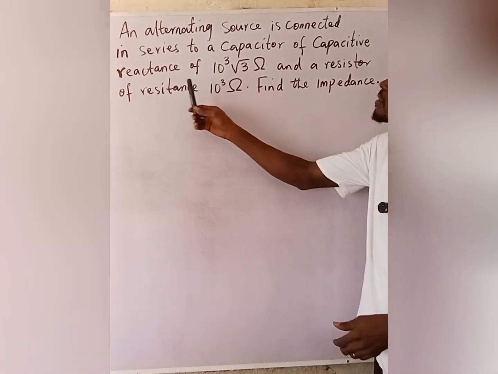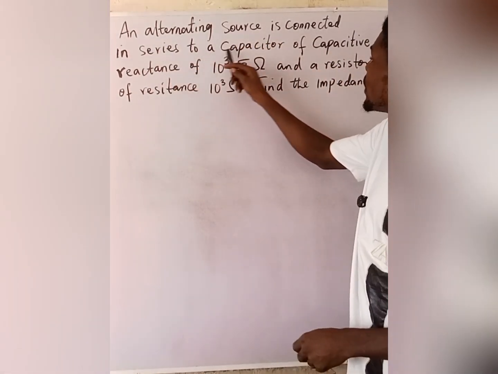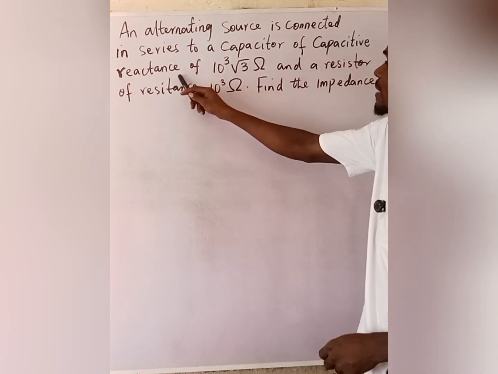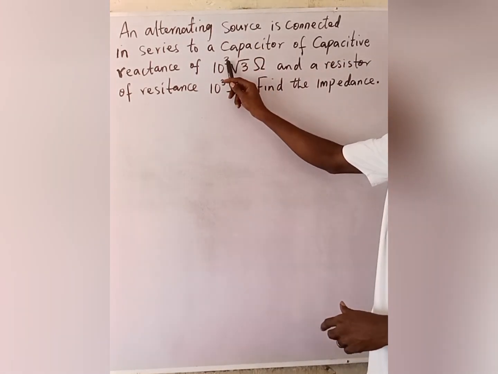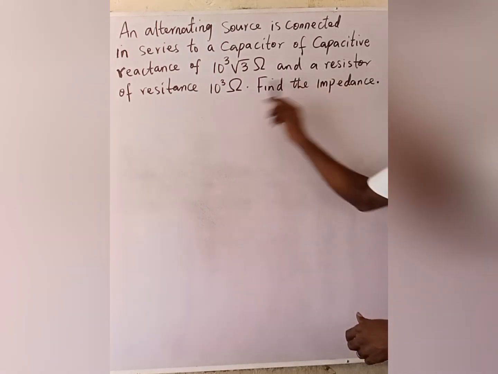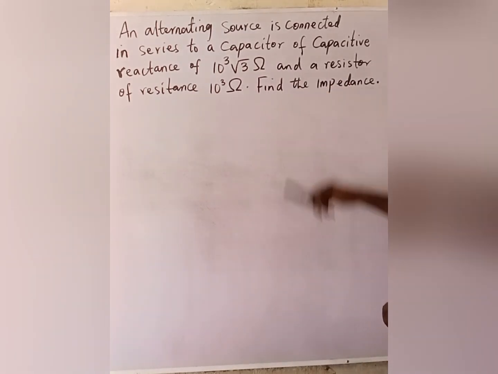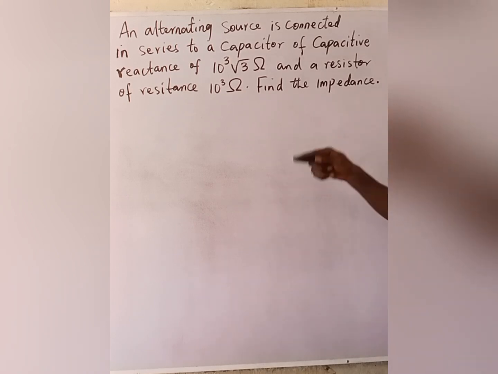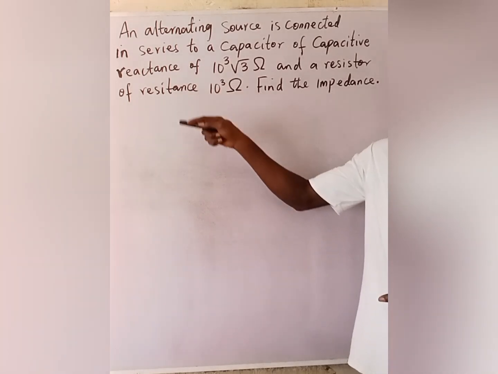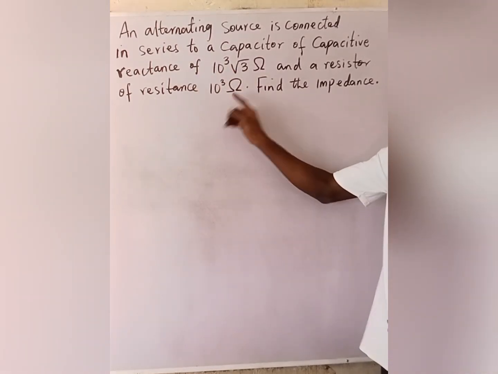This question says an alternating source is connected in series to a capacitor of capacitive reactance 10 raised to power 3 square root of 3 ohms and a resistor of resistance 10 raised to power 3 ohms. Find the impedance. This is an RC circuit, a circuit that connects the resistor and the capacitor.